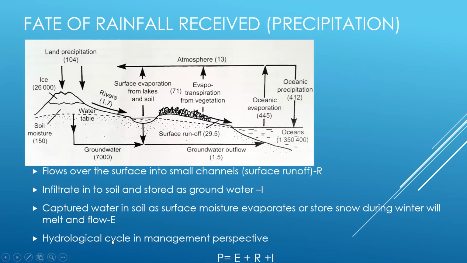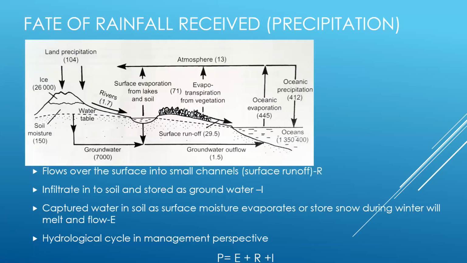So basically, hydrological cycle management is governed by this equation here. Precipitation equals evaporation and evapotranspiration plus surface runoff plus infiltration. We will talk about these terms in detail in coming lessons.